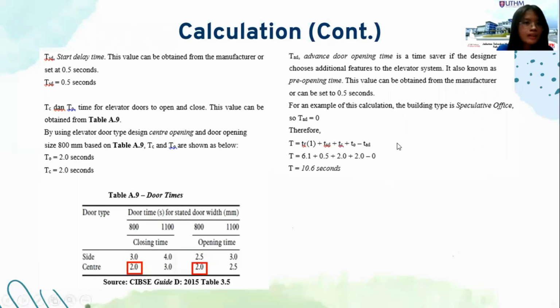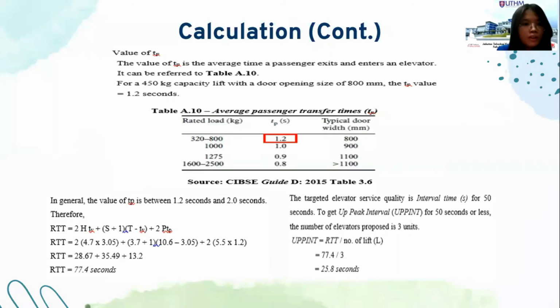For the start delay time, it is 0.5 seconds. T-on and TC are 2.0 seconds respectively. So the advanced door opening time based on table 8.9 is 10.6 seconds. Next, for a 450 kg capacity lift with a door opening size of 800 millimeters, the TP value is equal to 1.2 seconds. The value of TP is between 1.2 seconds and 2.0 seconds. Therefore, RTT is equal to 77.4 seconds.